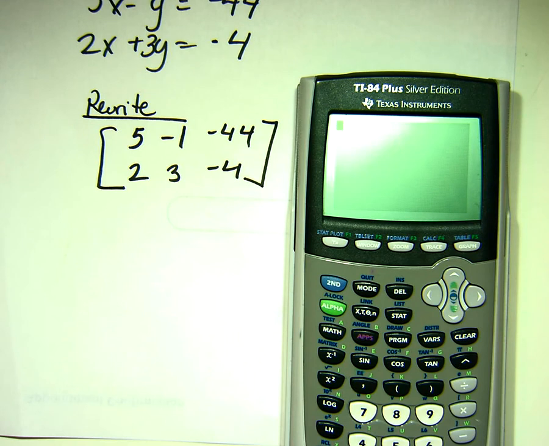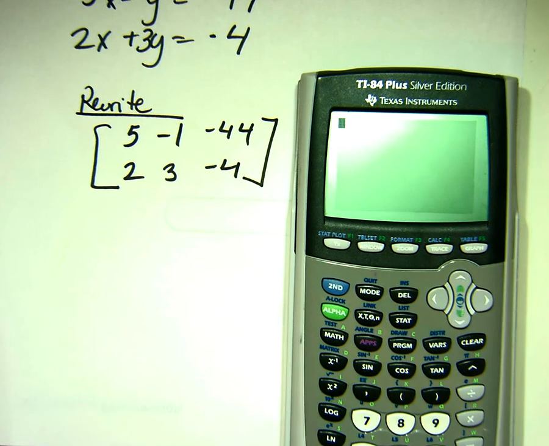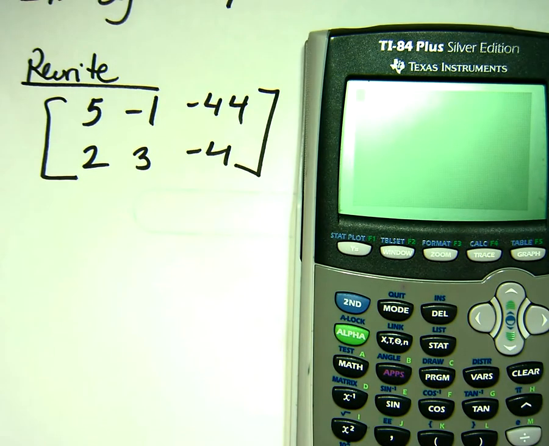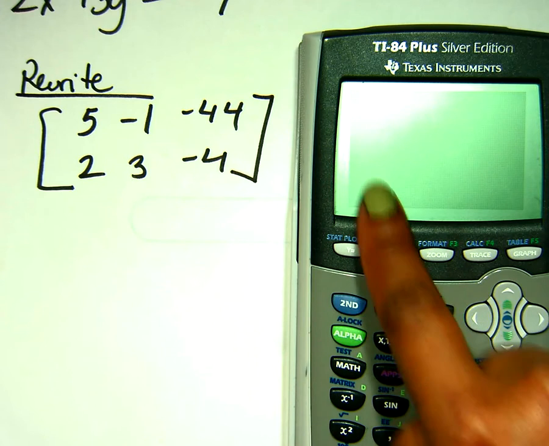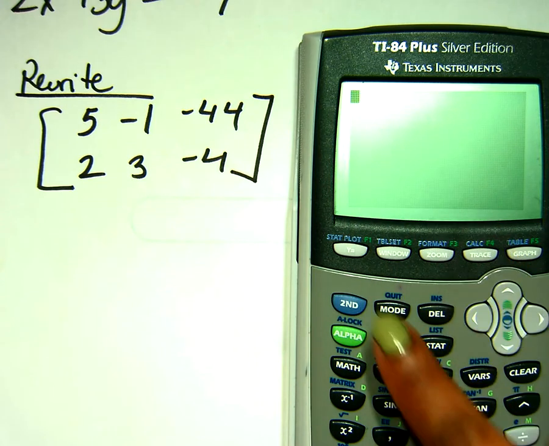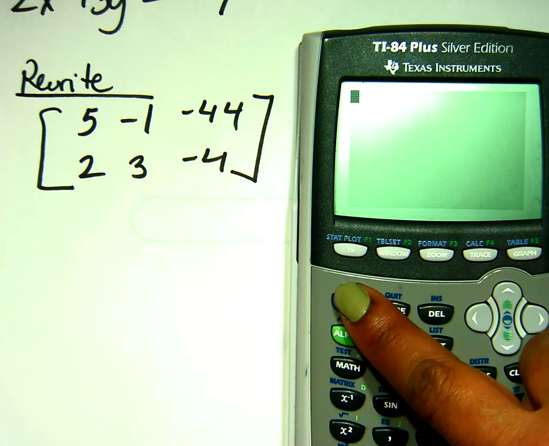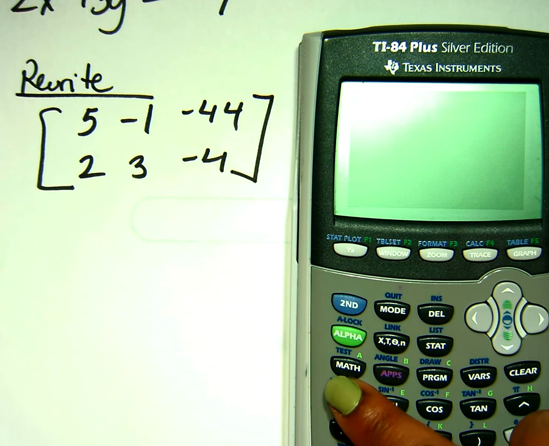So once I cut it on, I'm going to hit clear just in case I've used it before. So let me zoom in slightly so you can actually see what I'm doing. So hopefully you can see the green fingernail polish screen. Let's go. So once I cut it on, I'm going to hit second, then matrix. Now matrix is directly below the math key.